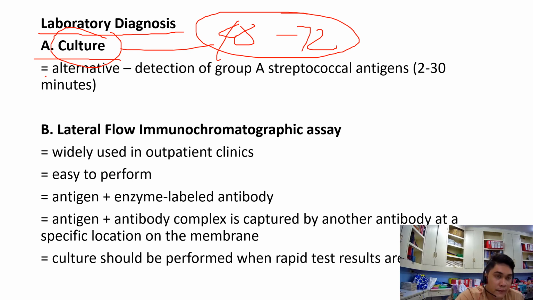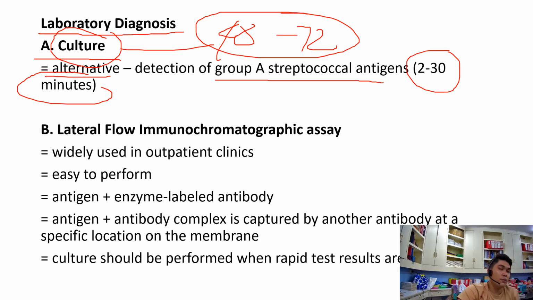So the alternative is to perform group A strep antigen testing. And for group A strep antigen testing, it only takes 2 to 30 minutes to determine whether there is group A strep present in the specimen.